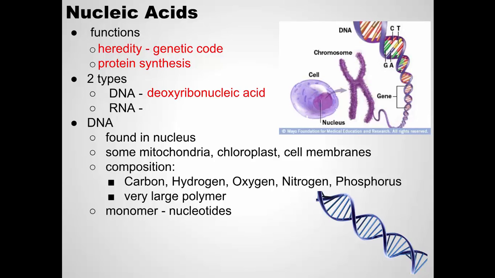They all have sugar as a part of them. In DNA, it's deoxyribose. In RNA, it's just regular ribose. So that's why they get these 2 different names, DNA and RNA. There are other differences as well.